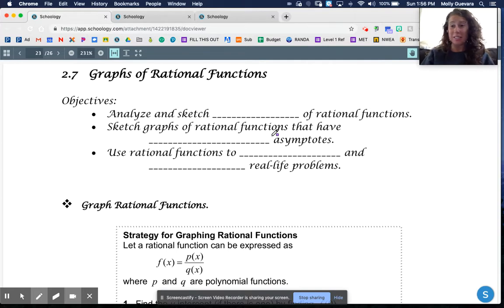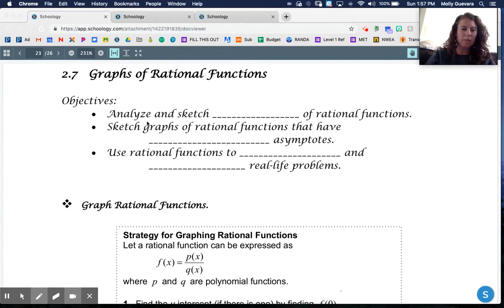We're going to look at 2.7 today, which is all about graphing rational functions. So what we're doing is we're taking all of the information that we looked at in 2.6, which was finding vertical asymptotes, finding holes, finding horizontal asymptotes, and finding the x-intercepts. We're going to add one more on today as well. But we're going to take all of that information and put it all together so that we can graph these functions.